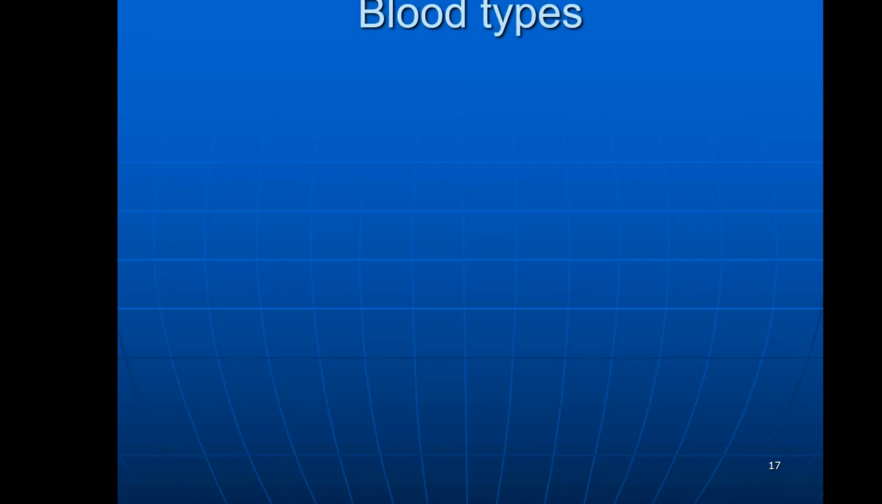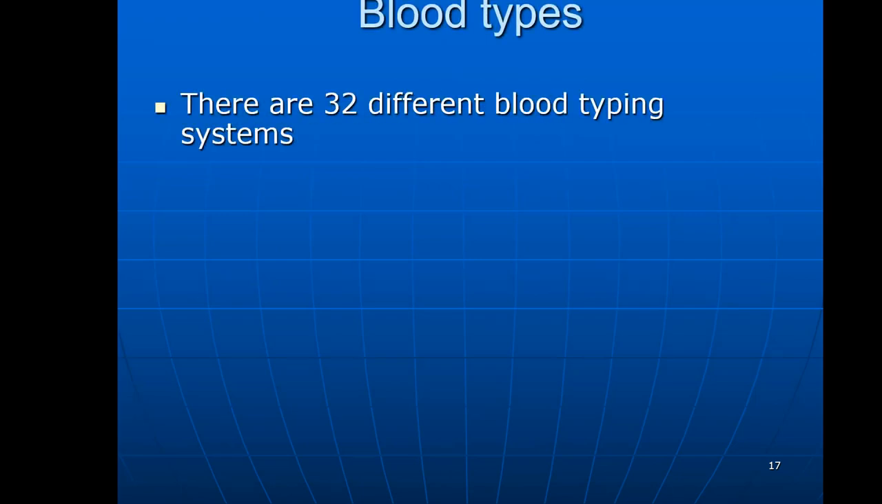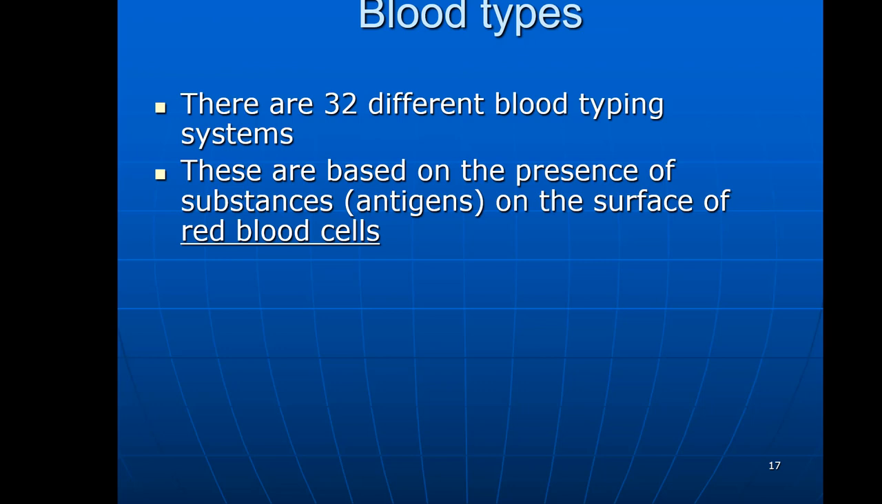All right, so we're going to do a little bit on blood typing. There are a lot of different blood typing systems, but in general, they're based on the presence or absence of what we call antigens. Antigens in this case are proteins on the surface of red blood cells.